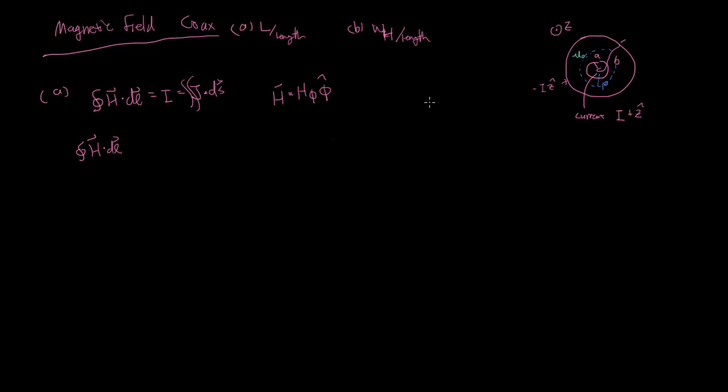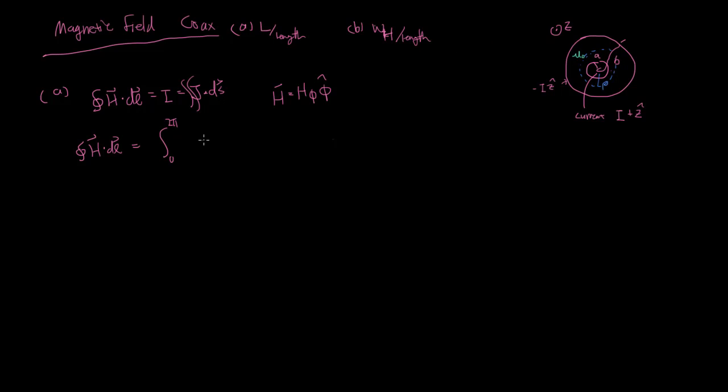And from symmetry, you can see that it doesn't depend on phi, and it doesn't depend on z if this was infinitely long, right? Because if you rotate this way, if you go up, the situation looks the same. So let's write that out. The derivative with respect to z is 0. So in this case, your closed line integral looks like this.